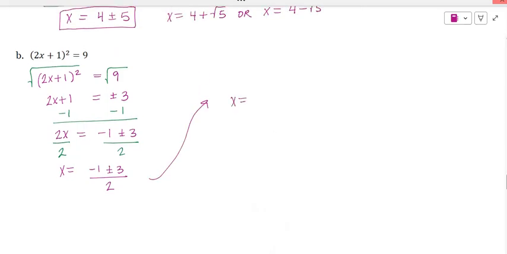Option 1 is x equals negative 1 plus 3 divided by 2, or option 2 is x equals negative 1 minus 3 over 2. For the first one, we're getting x equals 2 over 2, or x equals 1. And for the second one, we're getting x equals negative 4 over 2, or x equals negative 2.